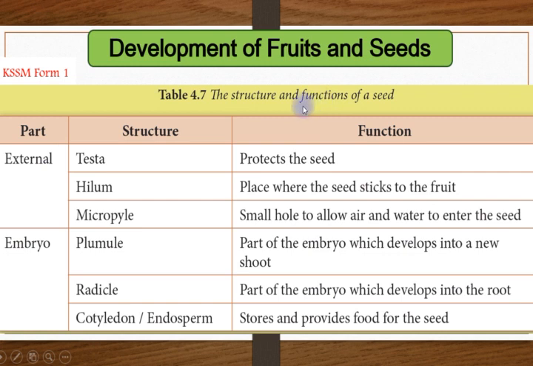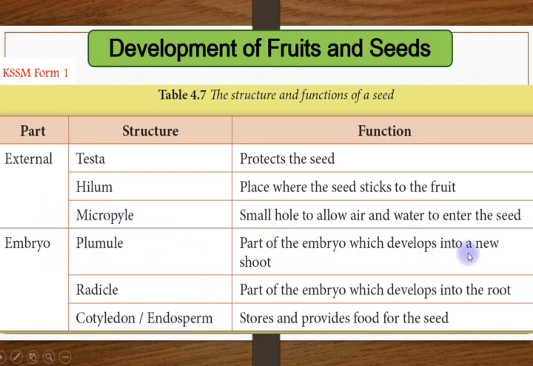This refers to the structure and function of a seed. The seed comes from the ovule. The seed consists of two parts: the external part and the embryo, which is the part inside the seed. The external part consists of the testa, hilum, and micropyle. The testa is the seed coat, which protects the seed. The hilum is the place where the seed sticks to the fruit. The micropyle is the small hole that allows air and water to enter the seed. The embryo inside the seed consists of plumule, radicle, and cotyledon or endosperm.